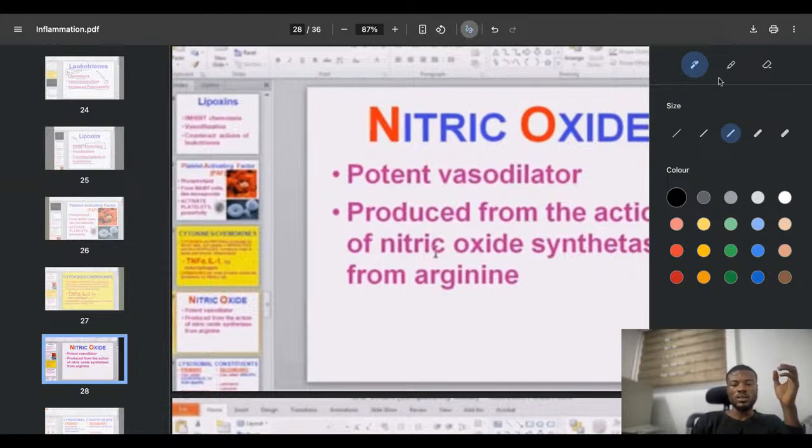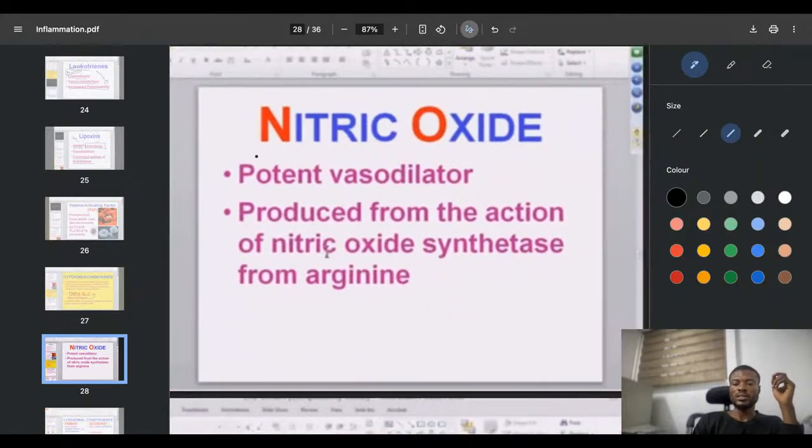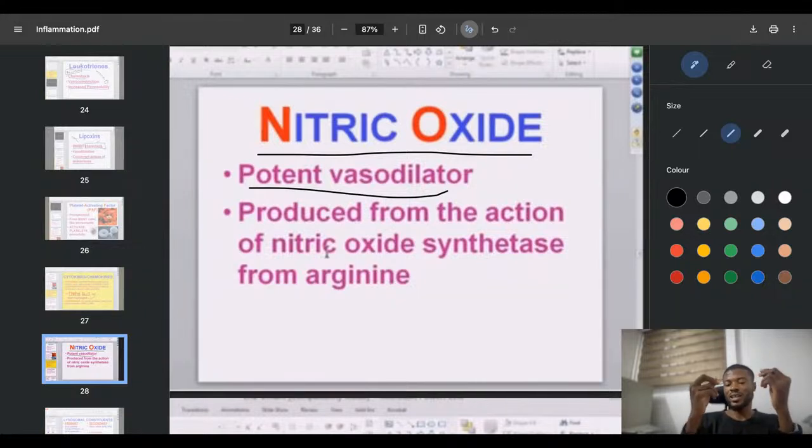Examples of the cytokines and chemokines are nitric oxide, NO. And what nitric oxide does is that it is a very, very potent vasodilator. So we have spoken about three vasodilators here. We mentioned histamine. We mentioned what? Histamine. And we said that this histamine is produced by mast cells and is very, very strong what? Vasodilator. Then we spoke about serotonin.